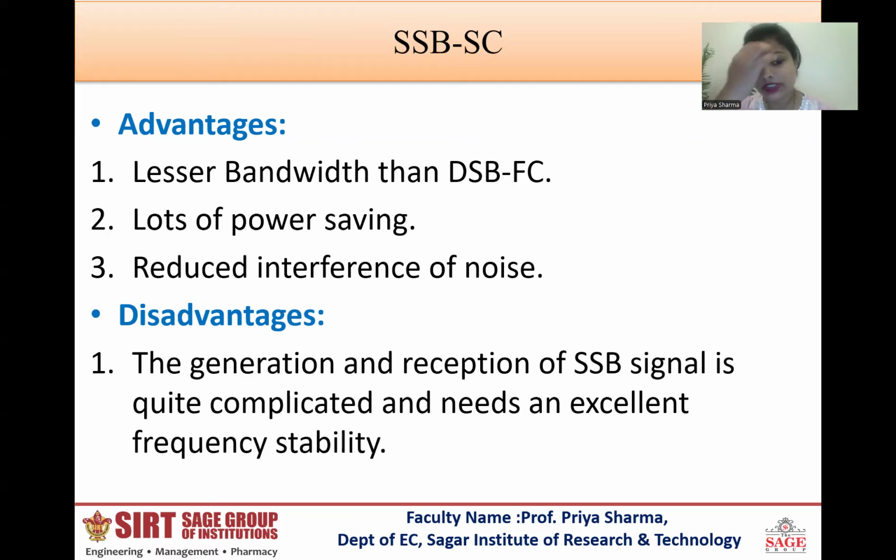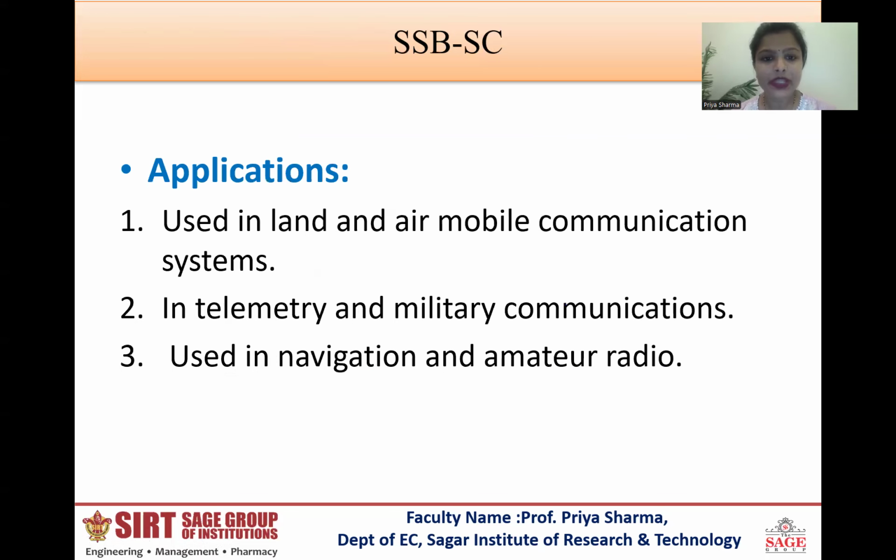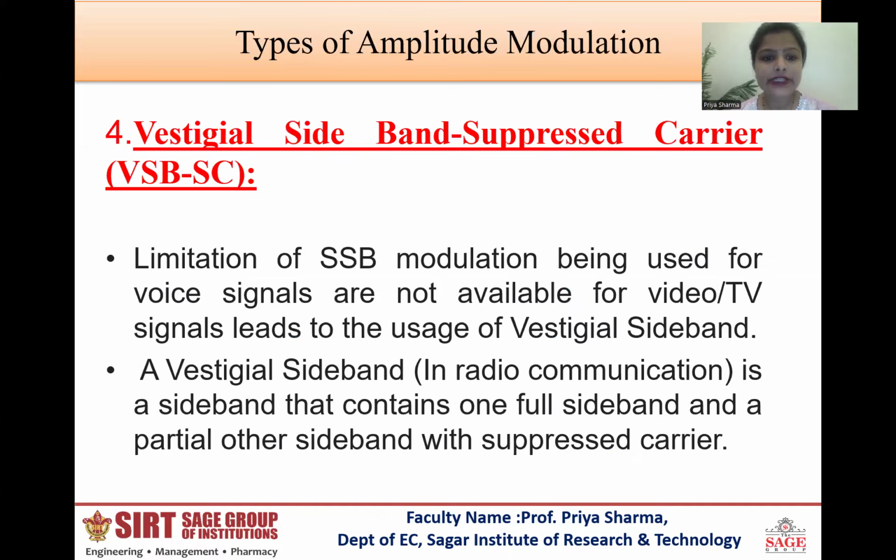Okay. Disadvantages of SSB: the generation and reception of SSB signals is quite complicated and needs excellent frequency stability. Applications: it is used in land and air mobile communication systems, in telemetry and military communications, and in navigation and amateur radios. Then the last is the vestigial sideband with suppressed carrier.